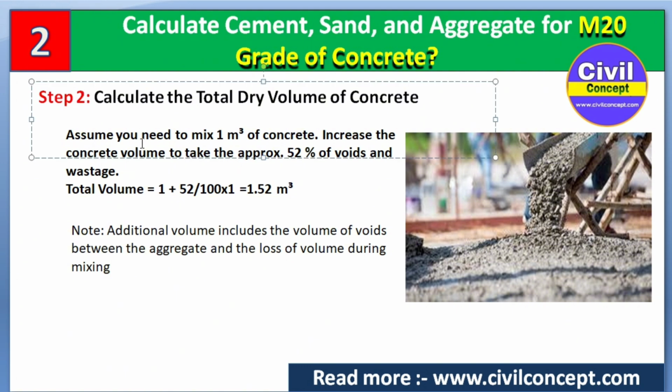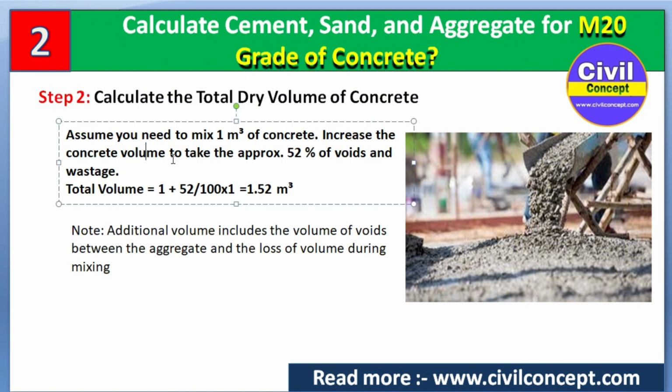Now in step 2 we have to calculate the dry volume of concrete. For example, I am assuming 1 meter cube of concrete. It may be different according to your requirement, for example 5 meter cube, 10 meter cube and 15 meter cube and so on. Here I have assumed 1 meter cube of concrete.